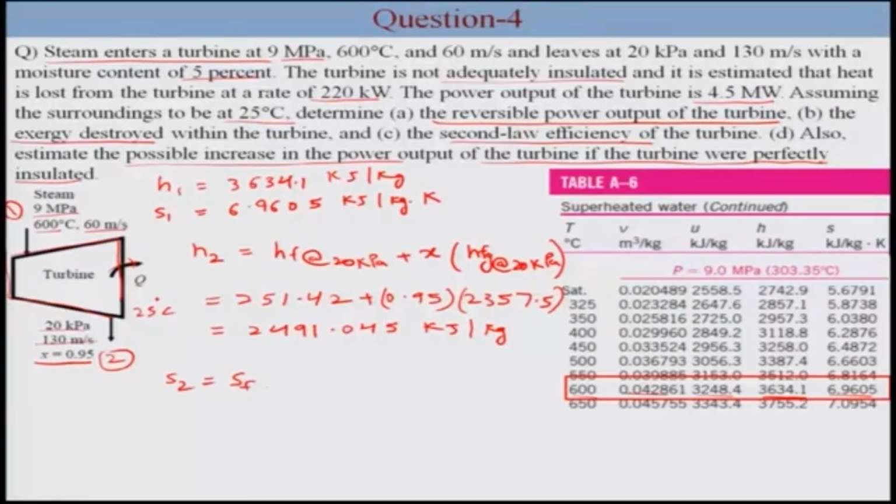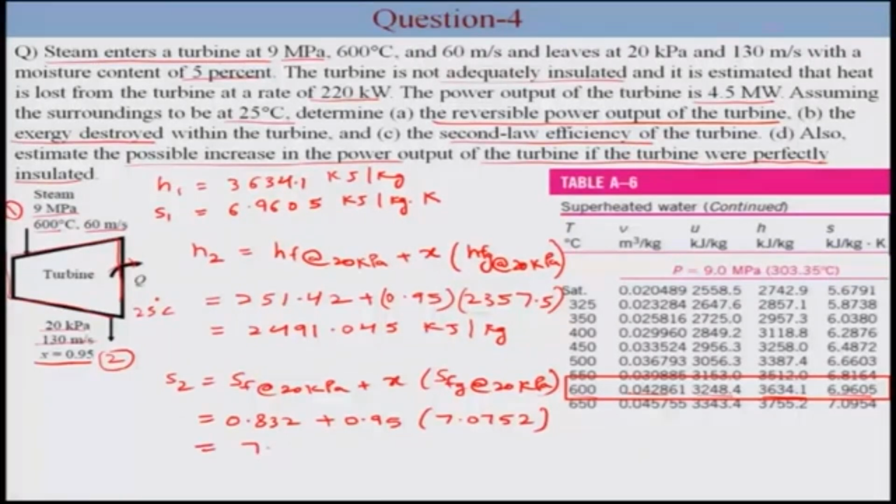Similarly, s2 is obtained, which is equal to sf at 20 kilopascal plus x multiplied by sfg at 20 kilopascal. So this is equal to 0.832, as shown earlier in the table of saturated water. So s2 comes out to be 7.5535 kilojoule per kg Kelvin.